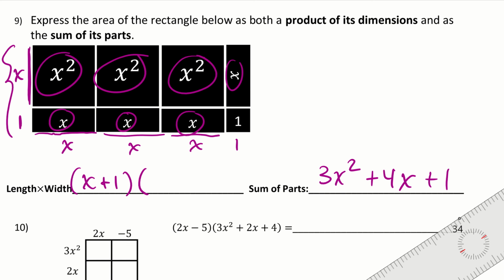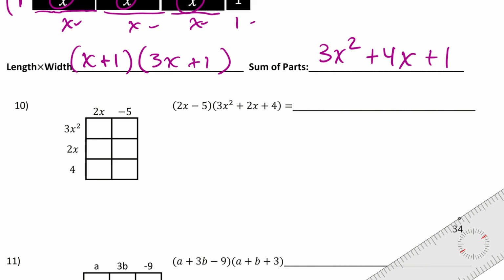That's what I'll call the length. And then this width, you can see I've got 1, 2, 3 x's. So I'll write 3x and then plus a 1. So I've got x plus 1 times 3x plus 1. And when I multiply that length and that width, I get 3x squared plus 4x and then plus 1.